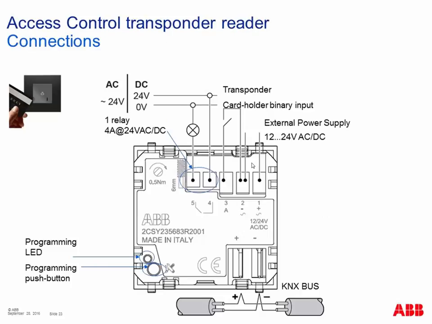Going into details from the hardware point of view, this is the front and the rear part of the transponder reader. You can see here on the bottom part on the right the KNX connection. We are speaking about a KNX device, so you can see the KNX connection. On the left part, you can see the KNX push button and the programming LED for the KNX programming.